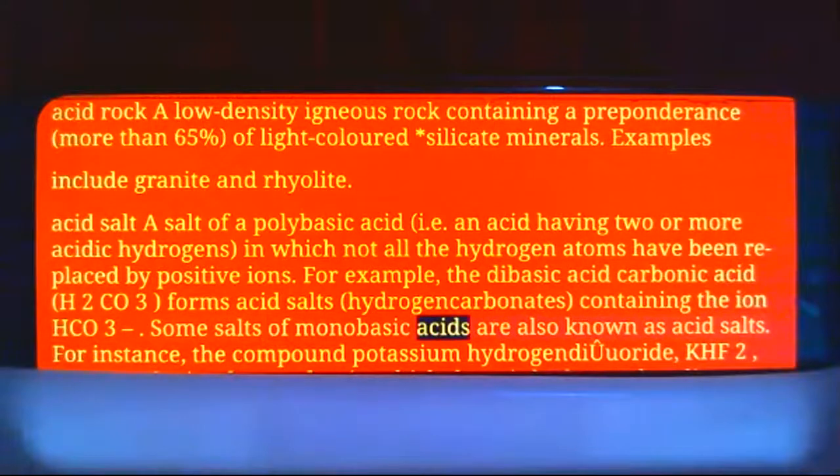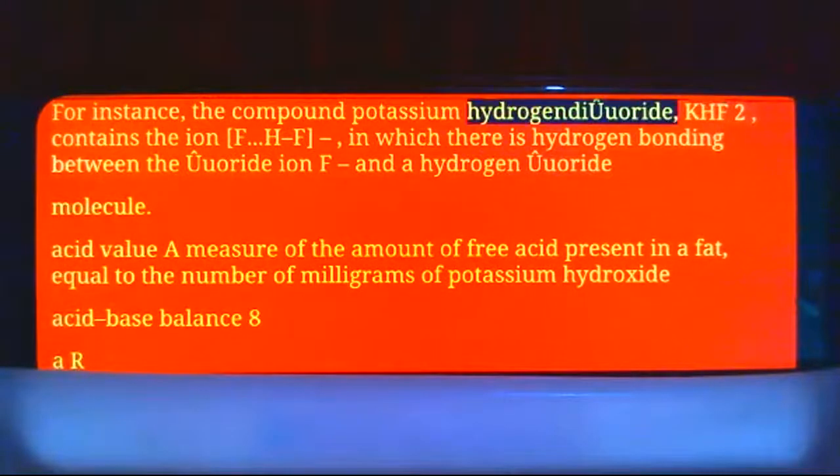Some salts of monobasic acids are also known as acid salts. For instance, the compound potassium hydrogen difluoride KHF2 contains the ion FHF-, in which there is hydrogen bonding between the fluoride ion F- and the hydrogen fluoride molecule. Acid value: a measure of the amount of free acid present in a fat, equal to the number of milligrams of potassium hydroxide. Acid-base balance.